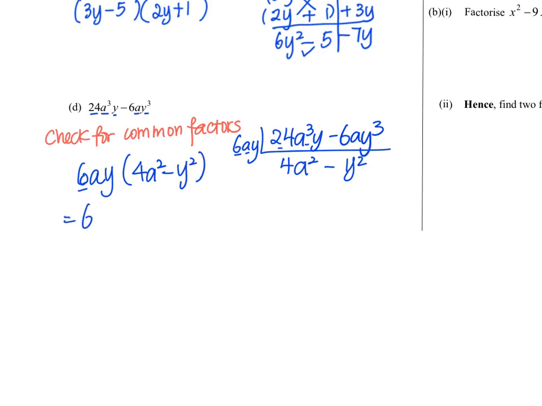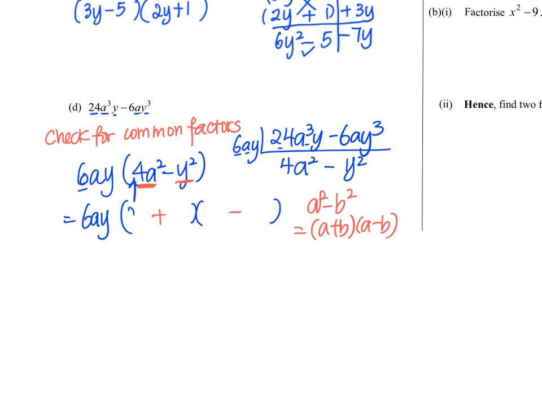Now this is my common factor. Do not throw it away. But I notice that this is something square with something square. I will get 2 brackets. One is plus, one is minus. A squared minus b squared is a plus b, a minus b. So what times what gives you 4? 2a times 2a gives you 4a squared. Y times y gives you y squared. So therefore, this is the final answer.